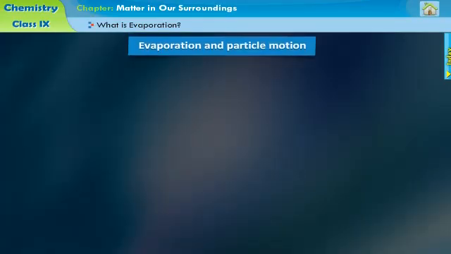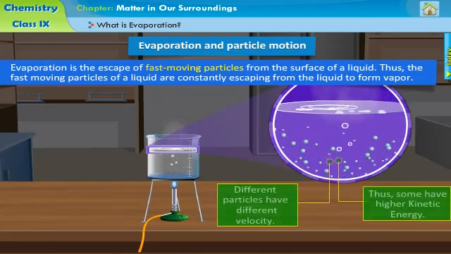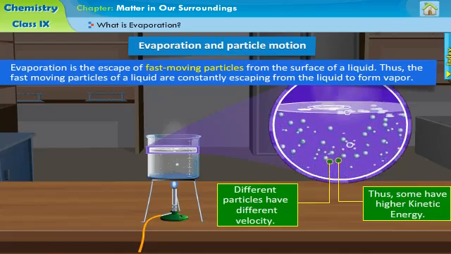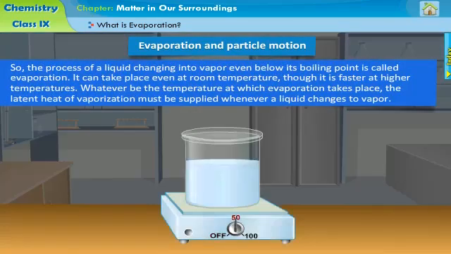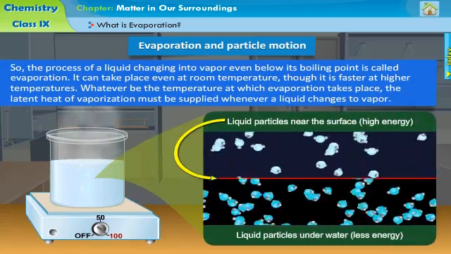Let's understand evaporation and particle motion. Evaporation is the escape of fast-moving particles from the surface of a liquid. Thus, the fast-moving particles of a liquid are constantly escaping from the liquid to form vapor. So the process of a liquid changing into vapor even below its boiling point is called evaporation. It can take place even at room temperature, though it is faster at higher temperatures. Whatever be the temperature at which evaporation takes place, the latent heat of vaporization must be supplied whenever a liquid changes to vapor.